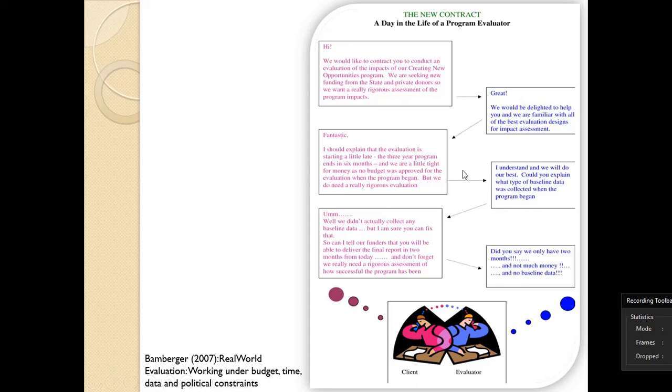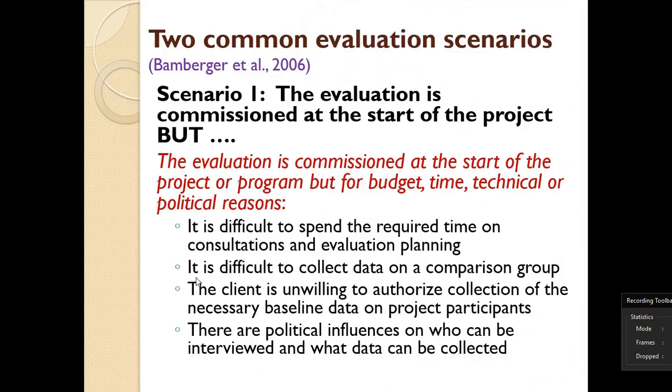No baseline data, because baseline data is collected at the beginning so that it can set the standard from which later measurements will be done to evaluate whether the program has created changes. But there's no baseline data, so the evaluator wouldn't know where to begin from. There is not enough money. Time is a constraint because the report is needed in just two months. So all these are different constraints. Bamberger is trying to depict that real-life scenario that evaluators experience. If you have experienced this, perhaps you might want to adopt this approach for your own project in the near future, or those that you are in.